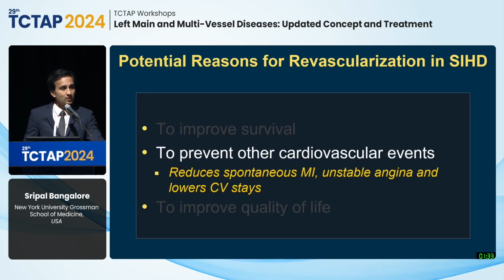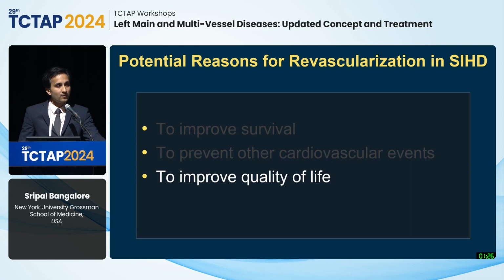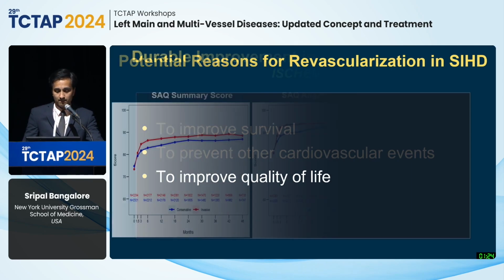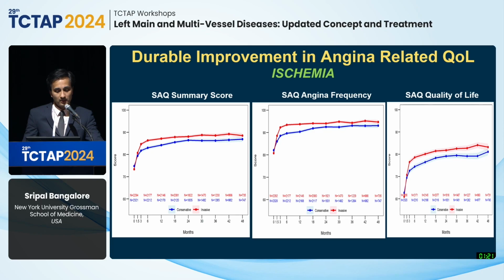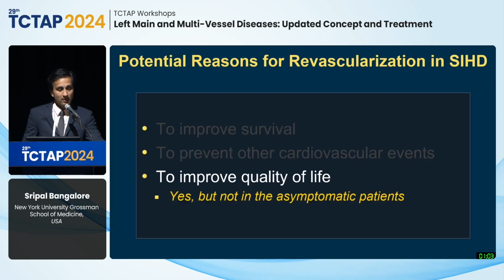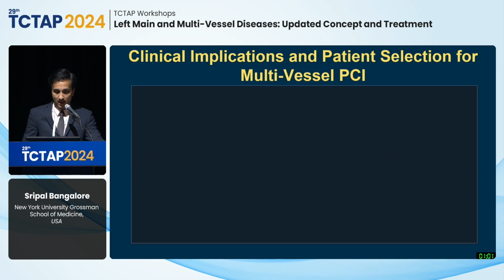We also showed from a number of other publications that invasive strategy reduces unstable angina and also lowers cardiovascular stays. And finally, quality of life. In the overall trial, invasive strategy resulted in an immediate and durable relief in angina-related health status. So invasive strategy was superior compared to conservative strategy for angina-related quality of life. But this benefit was more restricted to patients who were symptomatic, but not in patients who were asymptomatic.